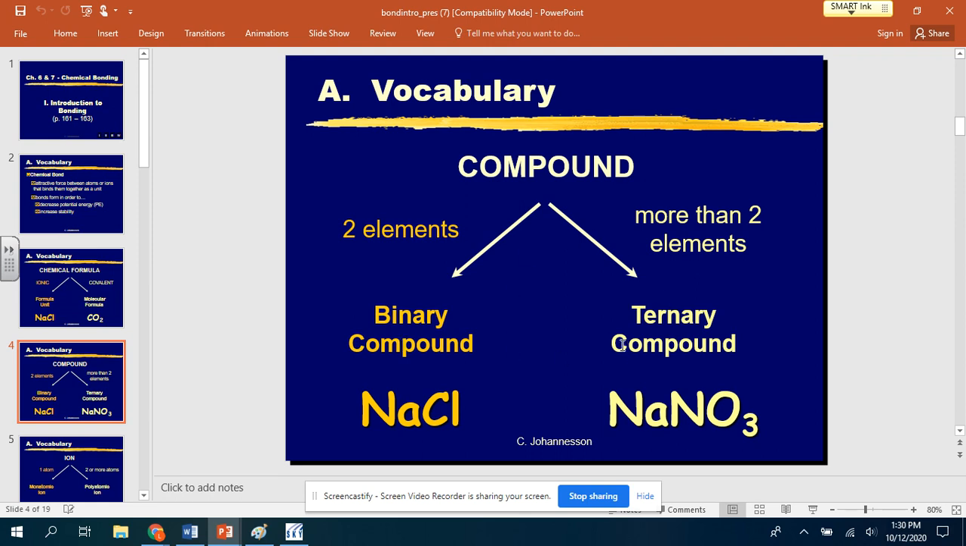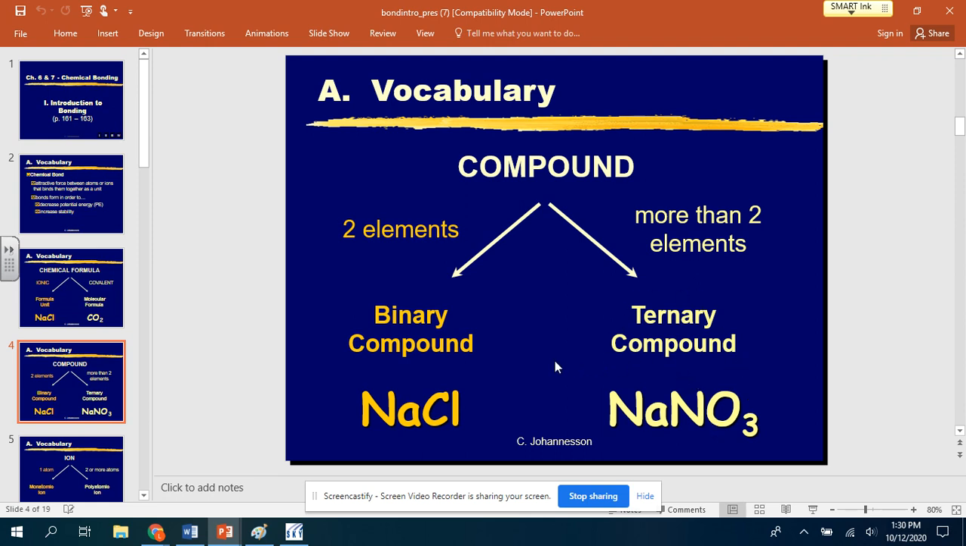Two kinds of compounds that we're going to have. You're going to see binary compounds, which just means there are two elements in them. So here's sodium and chlorine, 2 elements. And then you're going to have ternary compounds, which basically have a polyatomic ion in them, but they have more than 2 elements. So you can clearly see this one has sodium in it, it has nitrogen and oxygen. That's more than 2. So that would be a ternary compound.